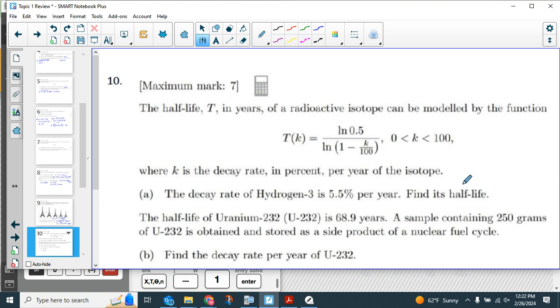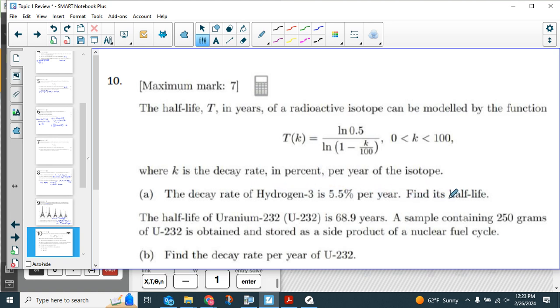All right, the half-life, T in years, of a radioactive isotope can be modeled by the function T of K is equal to ln of 0.5 over ln of 1 minus K over 100, right, where K is between 0 and 100. And K is the decay rate in percent per year of the isotope. All right, the decay rate of hydrogen-3 is 5.5% per year.